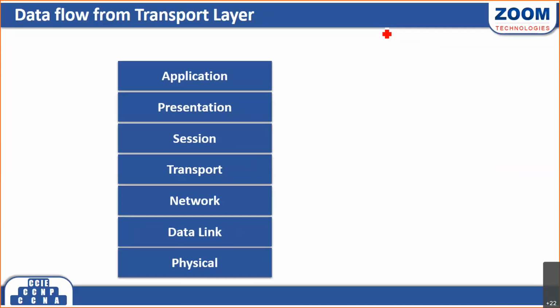In the TCP three-way handshake process, what is the first packet? SYN, synchronize. Okay. Second packet? SYN-ACK, synchronize and acknowledge. Third packet? ACK, acknowledgement. So once the three-way handshake process is done, the connection is established between the sender, the source, and the destination devices.